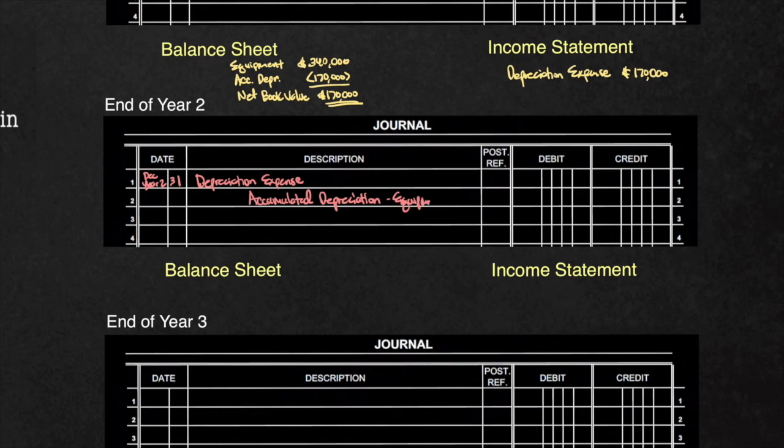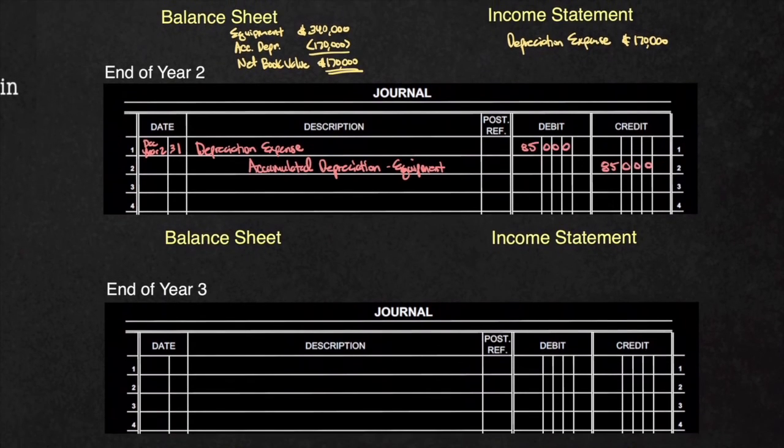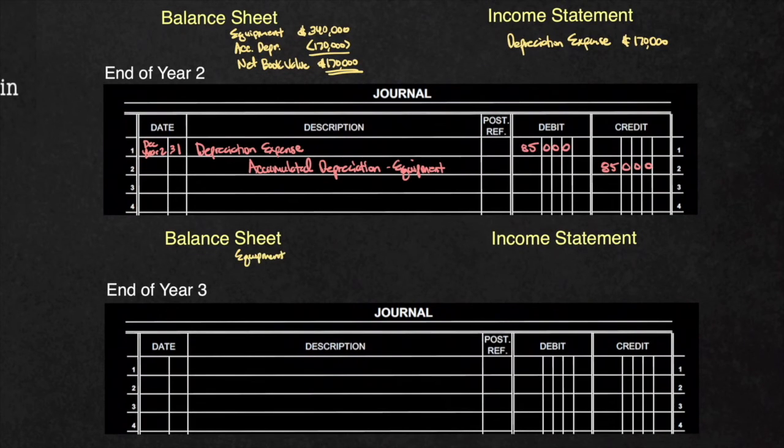The debits and credits will always remain the same. Debit depreciation expense, credit accumulated depreciation. We calculated $85,000 for the second year. Let's reflect that on the balance sheet.